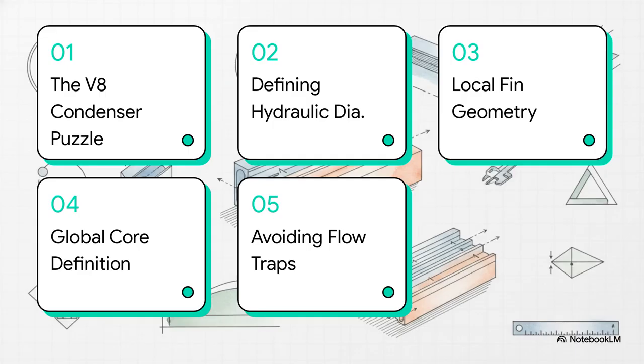Okay, so here's our roadmap for today. First, the V8 condenser puzzle. Second, defining hydraulic diameter. Third, method 1, local fin geometry. Fourth, method 2, global core definition. And finally, avoiding flow depth traps. Don't worry, we're going to break down all these complex equations into structured, really easy to follow steps.